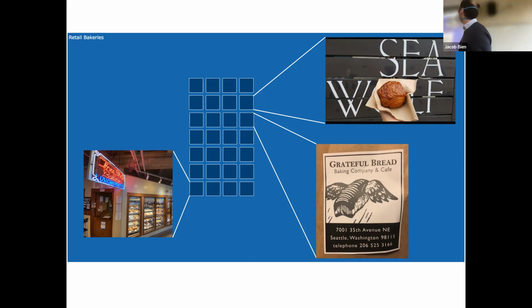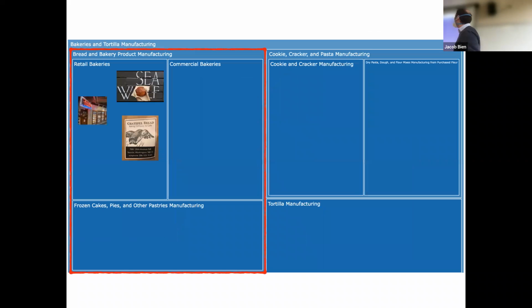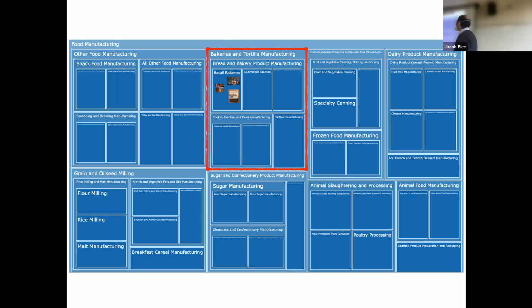So these are all in the category of retail bakeries, you could say, but retail bakeries are really just one subdivision of the larger bread and bakery product manufacturing, which in itself is a subcategory of bakeries and tortilla manufacturing. And even that is just a particular type of food manufacturing, not totally different from dairy product manufacturing.